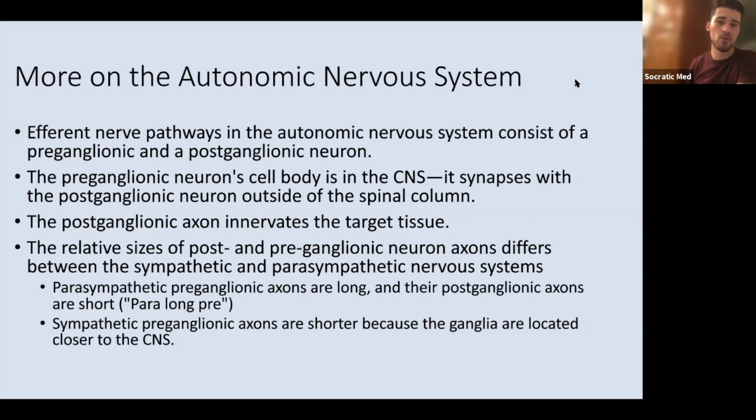Okay, a little bit more on the autonomic nervous system. Efferent nerve pathways in the autonomic nervous system consist of a preganglionic and a postganglionic neuron. It's pretty synonymous with presynaptic and postsynaptic neuron. It's just specifically talking about the ganglion. So sometimes neurons can synapse outside of a ganglion, but for all intents and purposes, it's the same thing here. Preganglionic neuron cell body is in the central nervous system. It synapses with the postganglionic neuron outside of the spinal column. So it's considered part of the central nervous system, but the actual synapse is just outside of the spinal column.